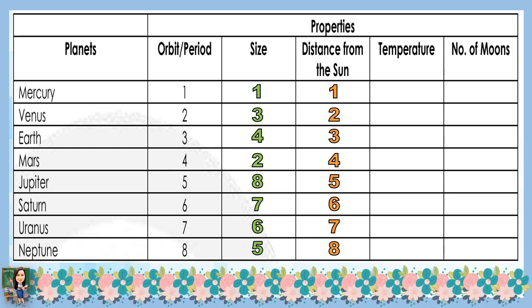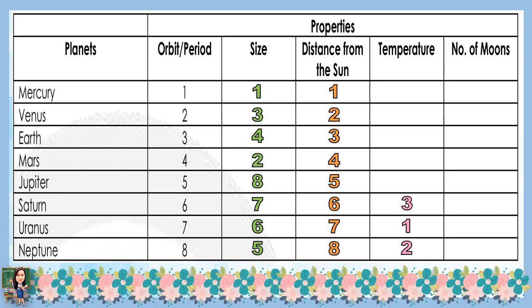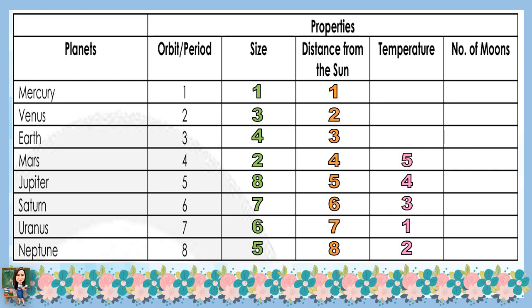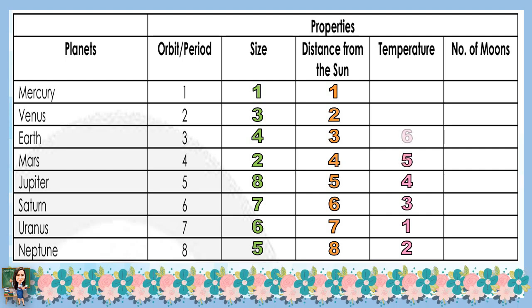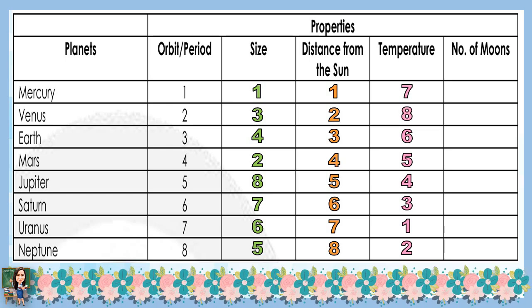Next, the temperature of the planet. Number 1 is Uranus. It is the coldest planet. Number 2 is Neptune. Number 3 is Saturn. Number 4 is Jupiter. Number 5, Mars. Number 6, Earth. Number 7, Mercury. And number 8, Venus. Venus is the hottest planet. And the coldest planet is Uranus.